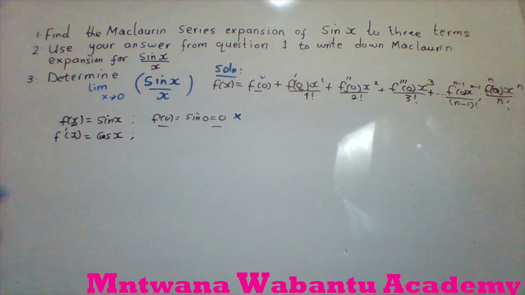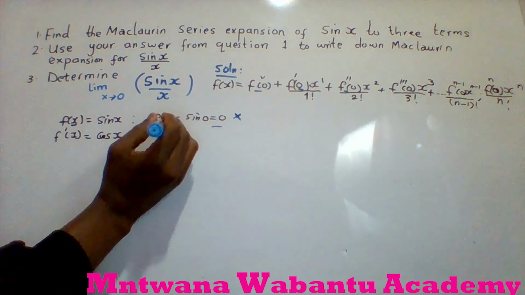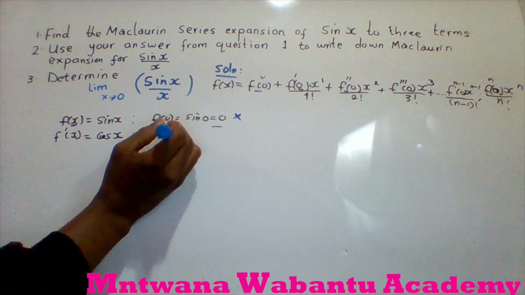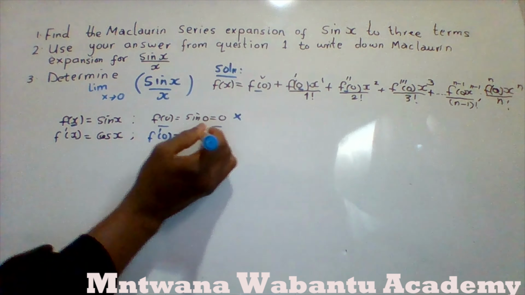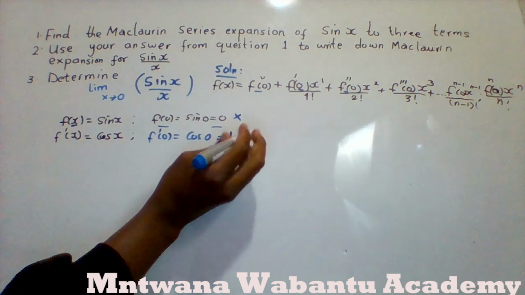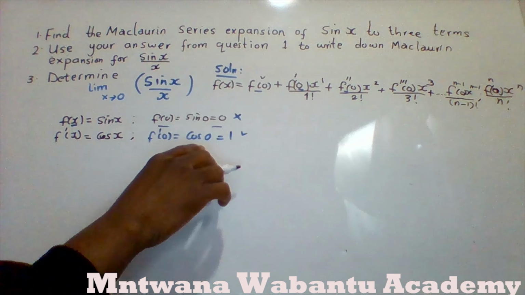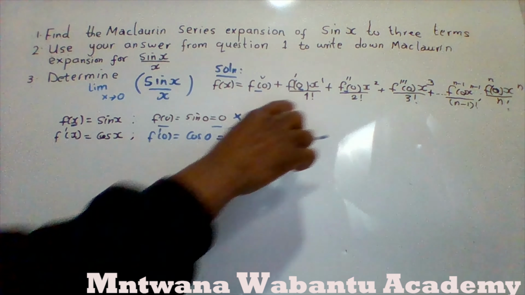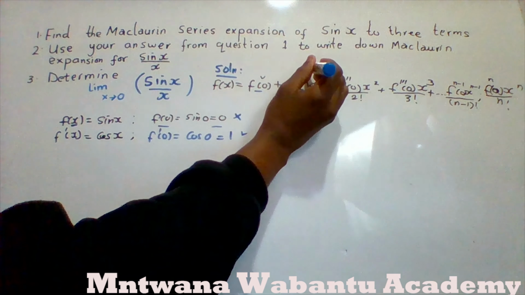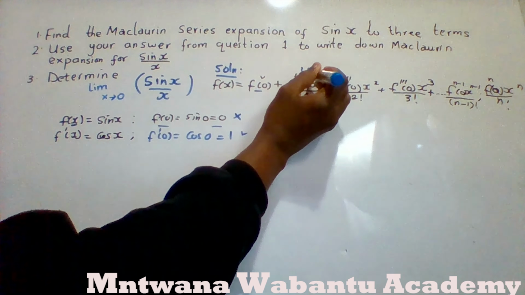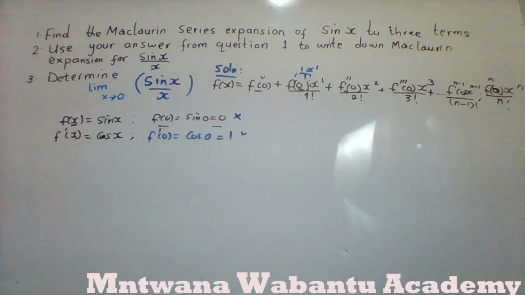So now let's go for f prime. f prime equals cos of x. So f prime of 0 is going to be cos of 0, which equals 1. So this is going to give us a term, because f prime of 0 means it's going to be 1 times x to the power 1 over 1 factorial. So here we're going to have a term. So far we have got 1 term.